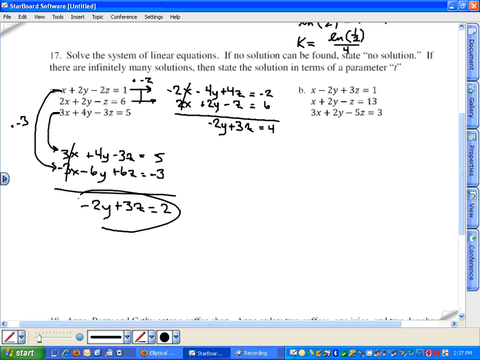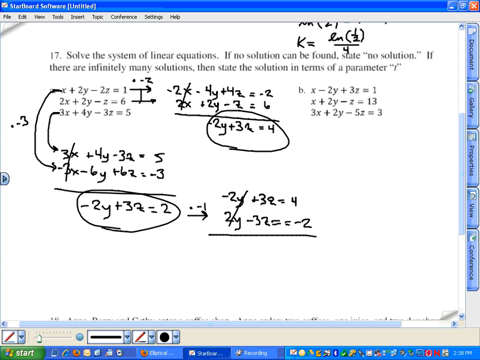Now I take the equations that resulted from that elimination. Let's multiply this one here by negative 1. So if I multiply this by negative 1, that's going to be 2y minus 3z is equal to negative 2. This equation here is negative 2y plus 3z equal to 4. This results in 0 equal 2. 0 does not equal 2, therefore there's no solution.